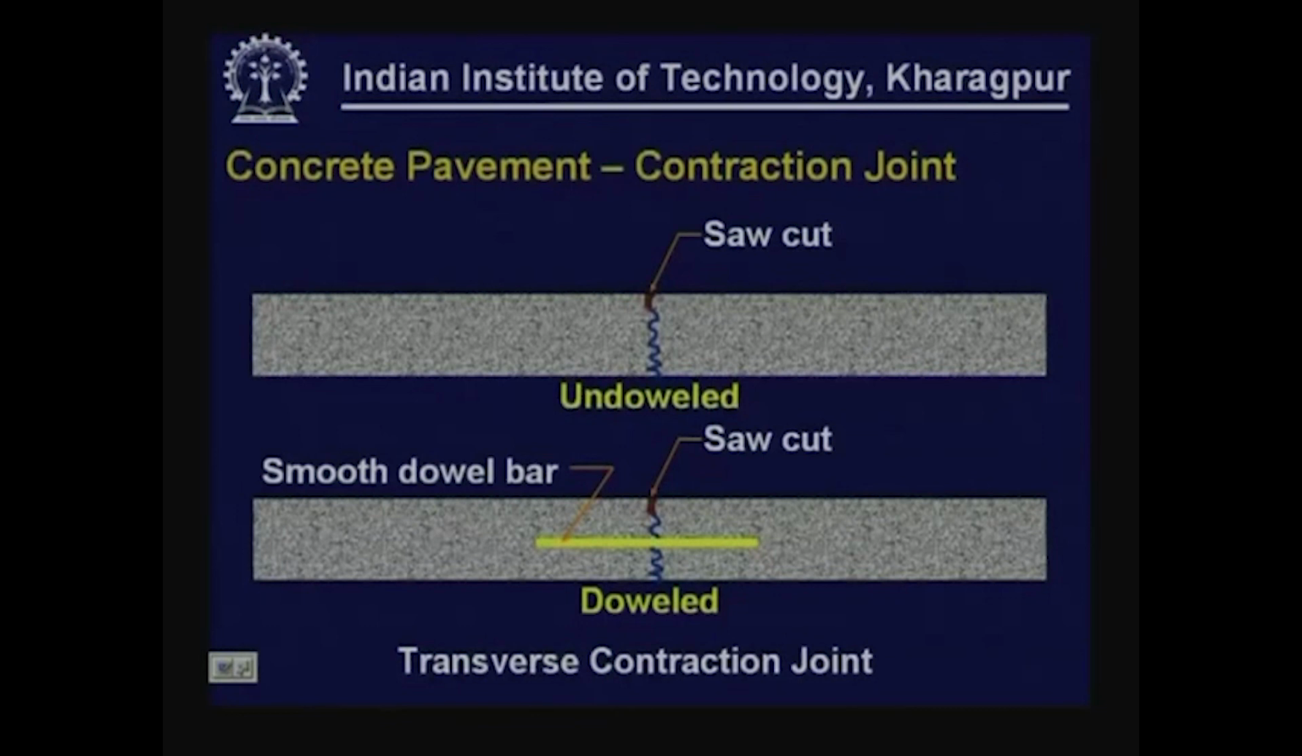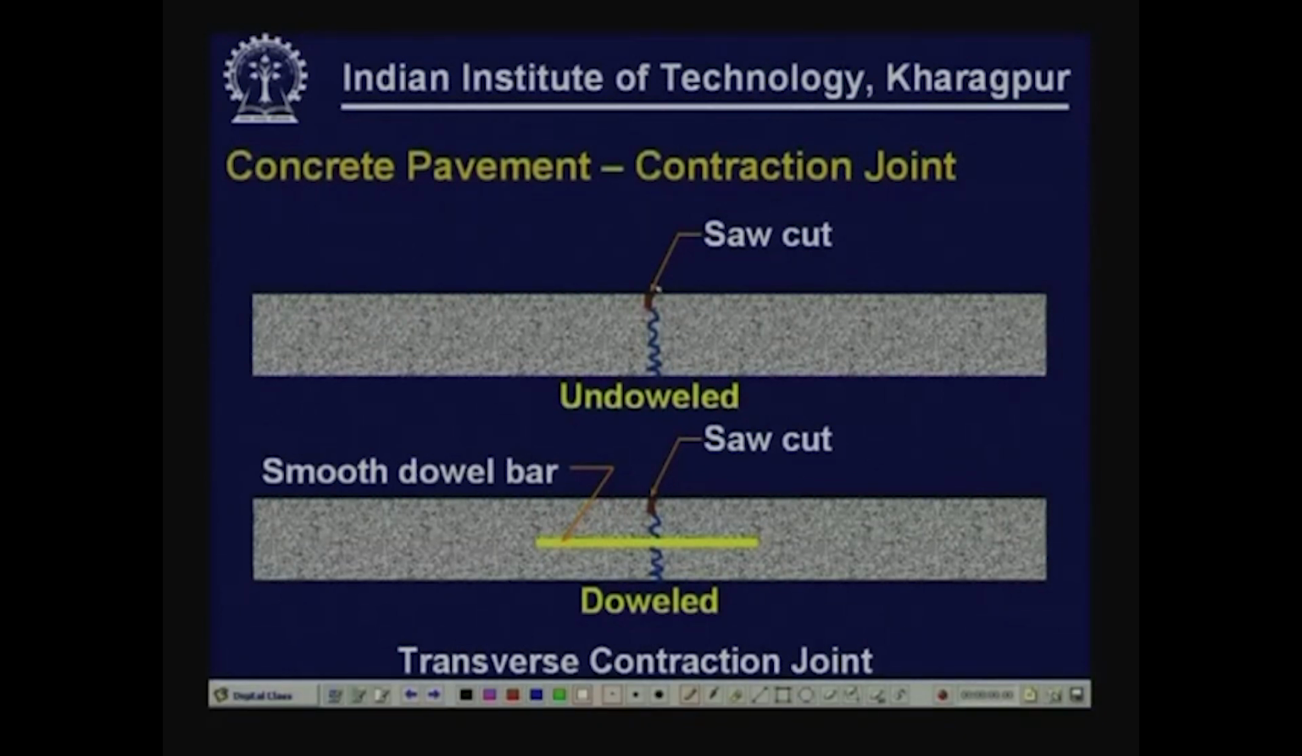This is a typical contraction joint. The figure that you see in the upper portion of the sketch is a contraction joint without a dowel bar. So, this is titled as undowelled contraction joint. These are formed by making a cut in the pavement. You can see there is a cut made in this portion. So, this is cut by a saw after a certain time, after the concrete is placed.